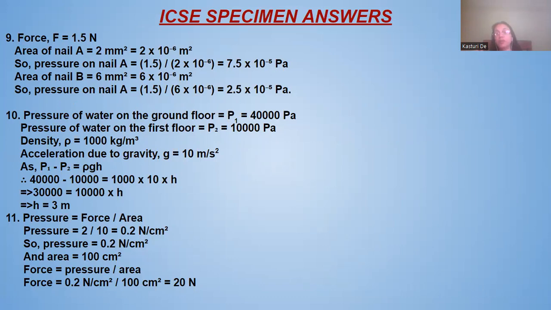So 1.5 divided by 2 into 10 to the power minus 6. So that will give us 7.5 into 10 to the power minus 5 pascals.